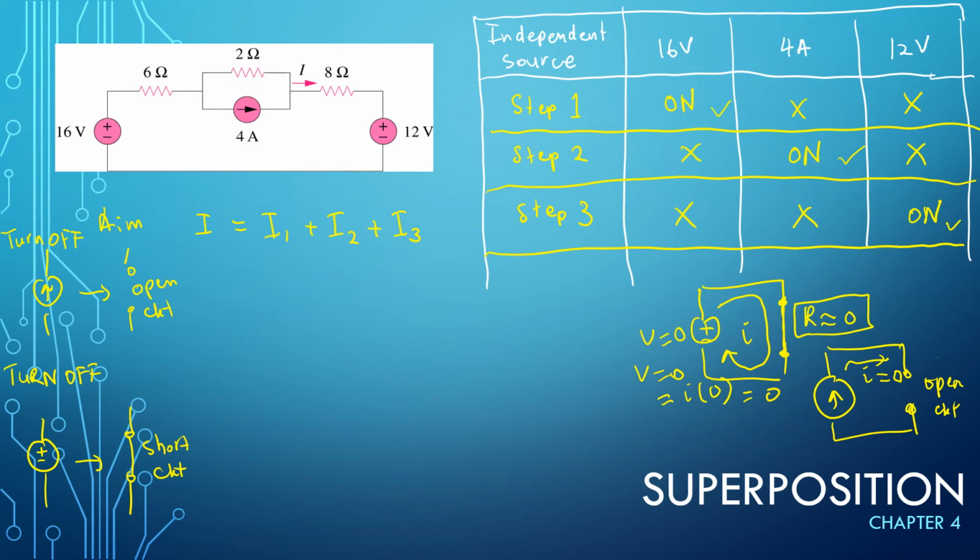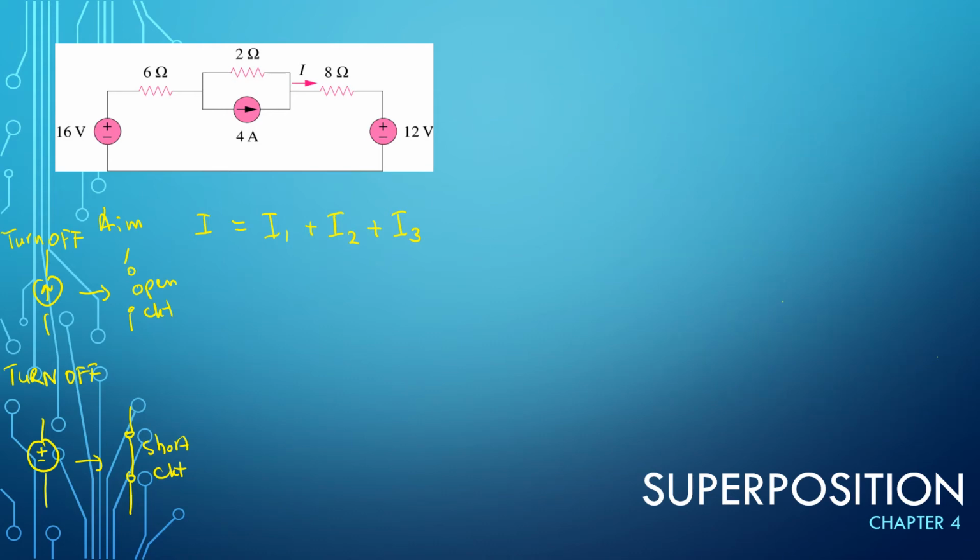Okay, so how to solve this circuit? We know that we have 3 steps because of 3 independent sources. So you can draw the circuit. Step number 1, to turn on the 16 volt, or maybe just put on 16 volt, and then you draw the figure. Okay, so turn off the current source.